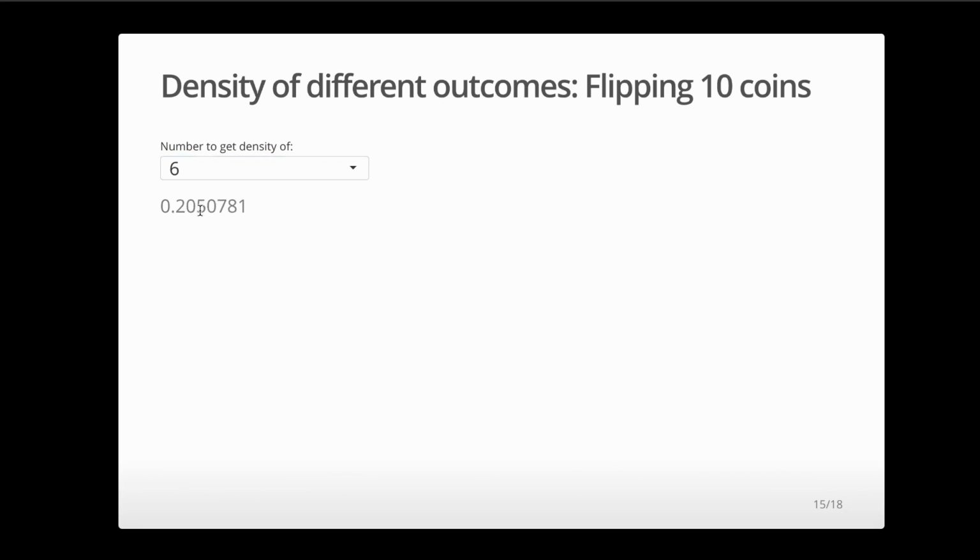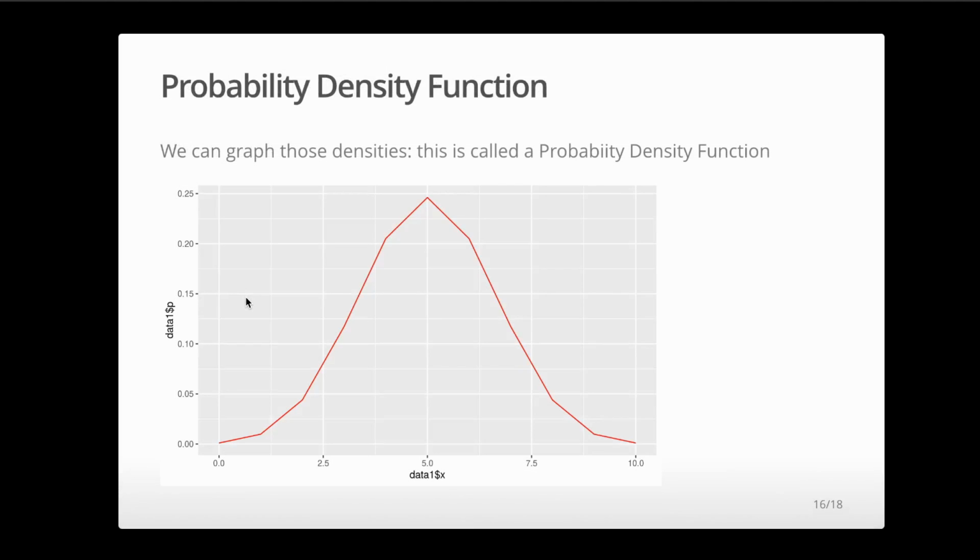And at 6, that's the same percentage chance as getting 4 heads. The chance of getting 4 or getting 6 is the same. The chance of getting 7 heads is the same probability as getting 3 heads, and the chance of getting 8 heads is the same probability as getting 2 heads. Right, so we can graph these different density probabilities. The probability of getting 1 head is the same as getting 9 heads, and the chance of getting 5 heads is that 24.6%.